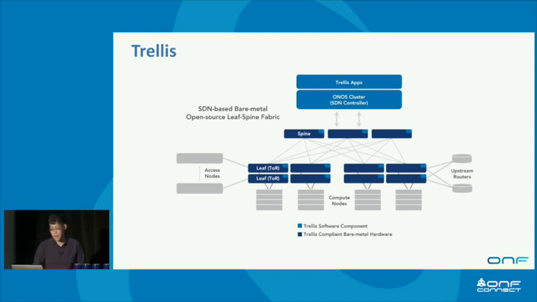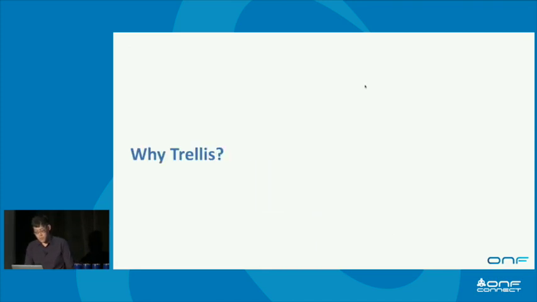As you can see here, this is a typical topology of Trellis. You can see a leaf spine fabric in the middle. At the bottom, you can attach compute nodes on which you can run VNFs and your services. You can also attach a few access devices that further connect to your subscribers. And on the right-hand side, you can attach this network to your upstream routers, so this fabric will have upstream connectivity. The entire leaf spine fabric is controlled by an ONF cluster, on top of which we run a set of Trellis applications.